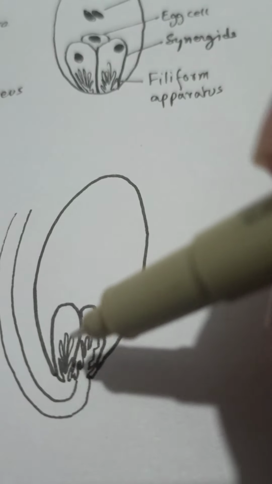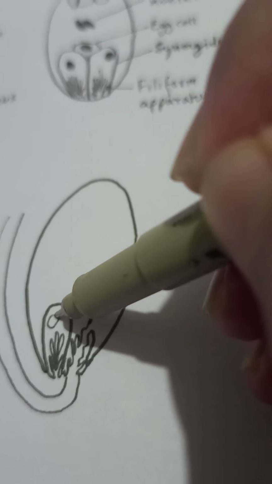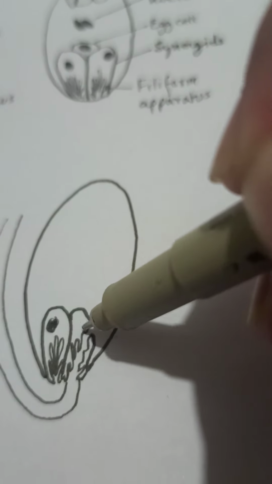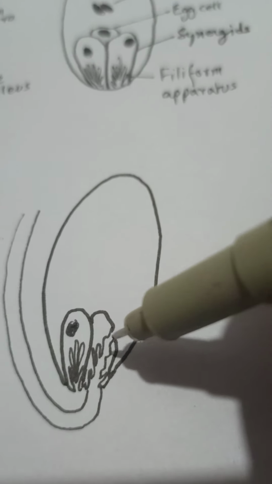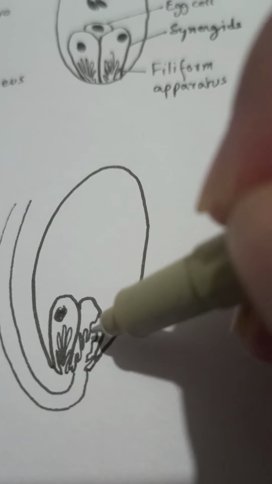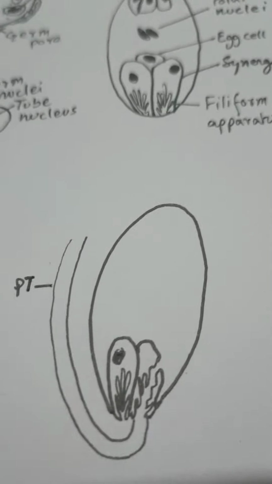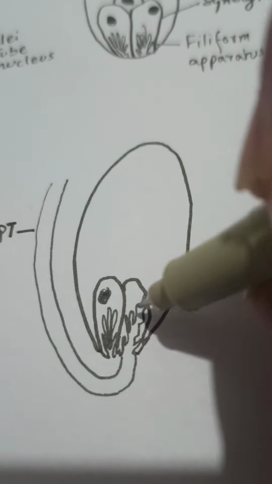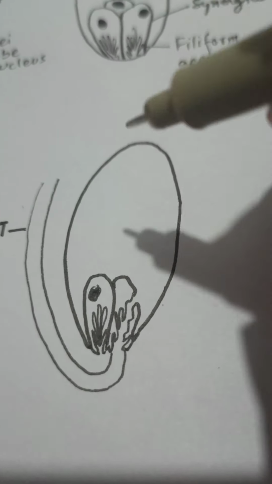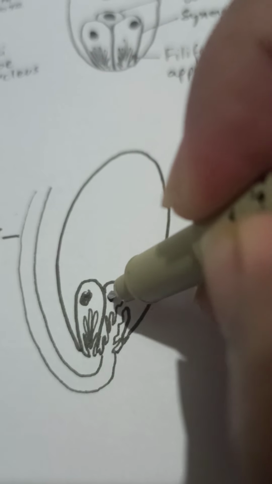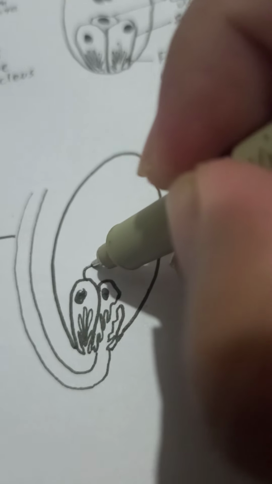Okay, on the other side the filiform apparatus remains exactly as it is, but this second synergid, its filiform apparatus will slightly change. It will actually form a tube. It will be the entry point for the pollen tube to enter. I'll write PT here for pollen tube. So for the pollen tube to enter inside, this filiform apparatus will give that particular entry point. It will form that channel or tunnel, whatever we call it.